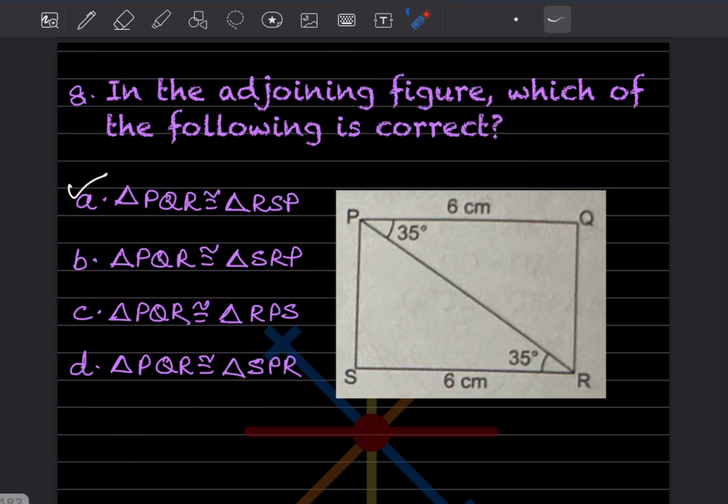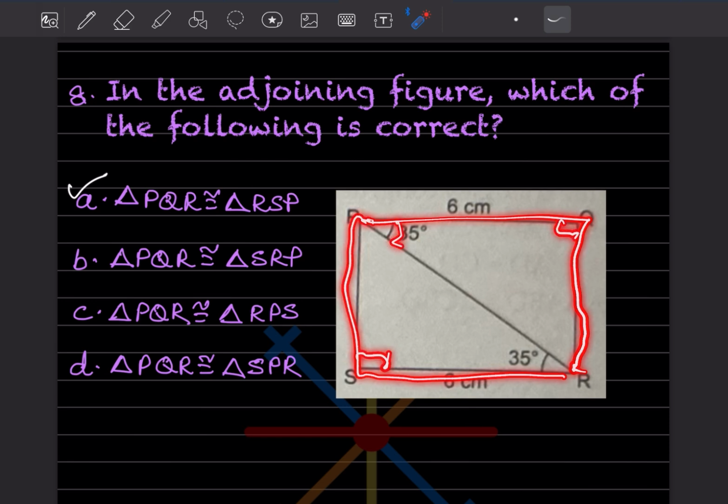In the adjoining figure, which of the following is correct? Now look here. So here you have to be very attentive. Now see, this is 35 and this also is 35. So here is 6 and here also is 6. So they said triangle PQR is equal to triangle RSP. So PQR, if you are going this way, is equal to RSP. So whatever is here will be here, whatever is here is on the opposite side. So this can be.